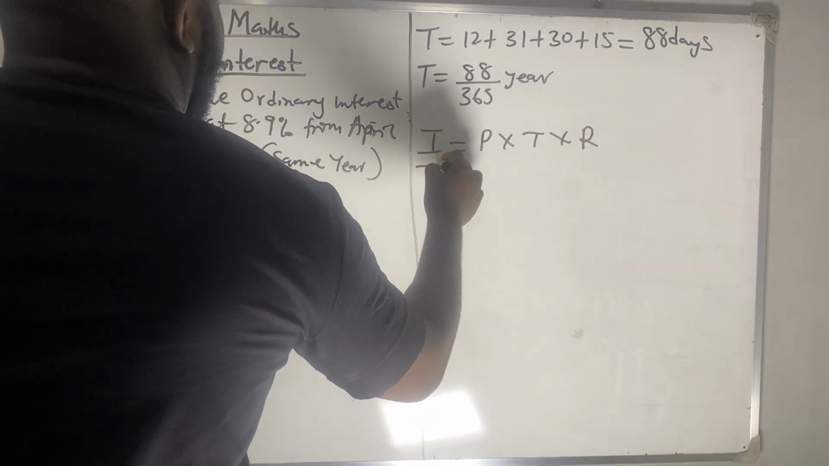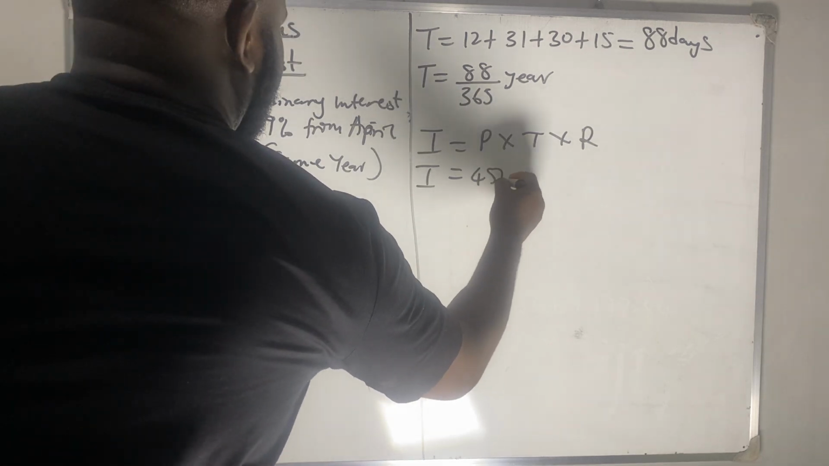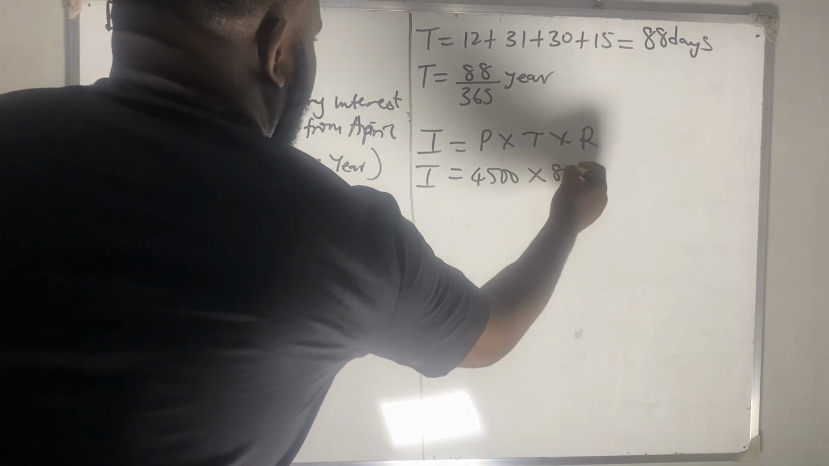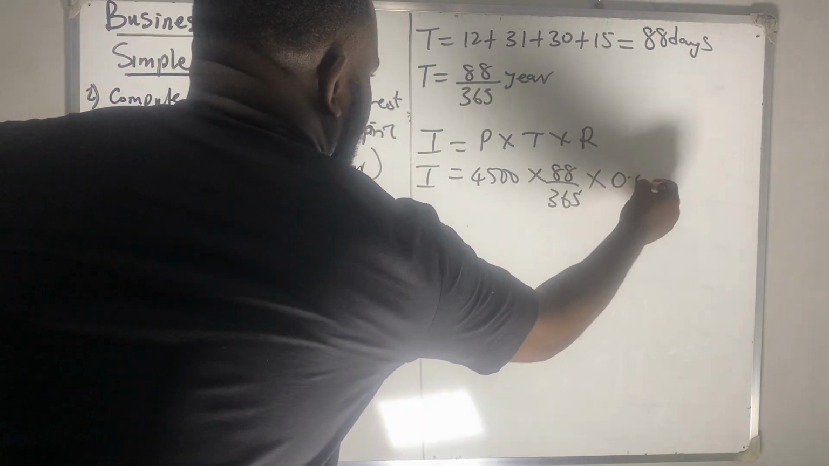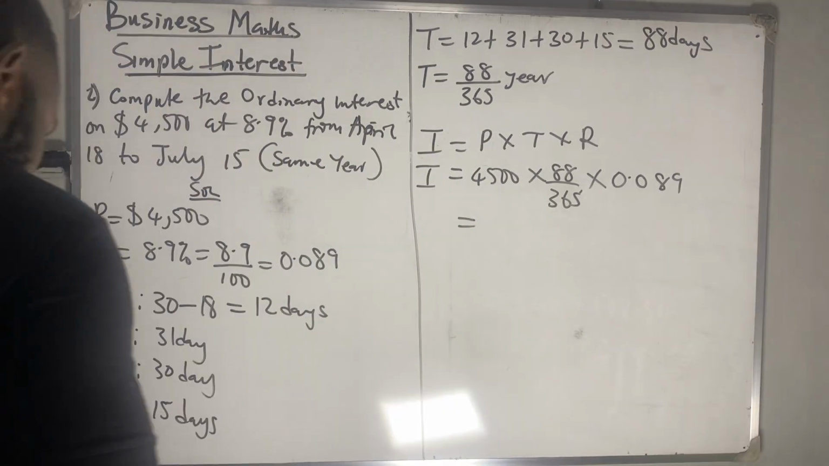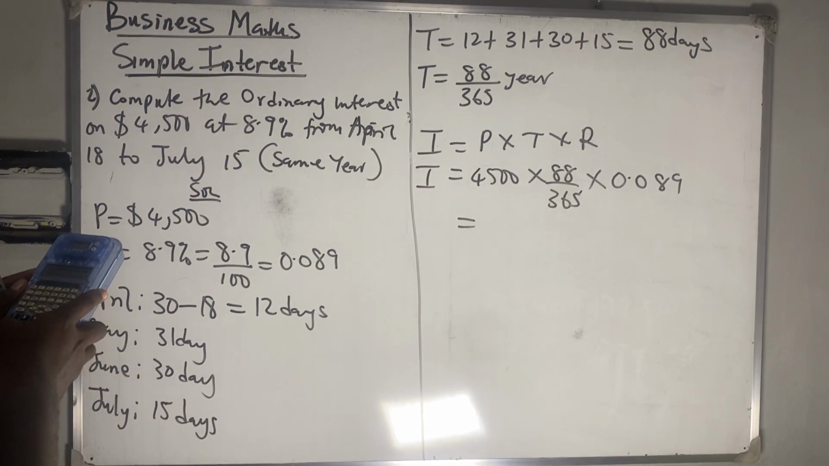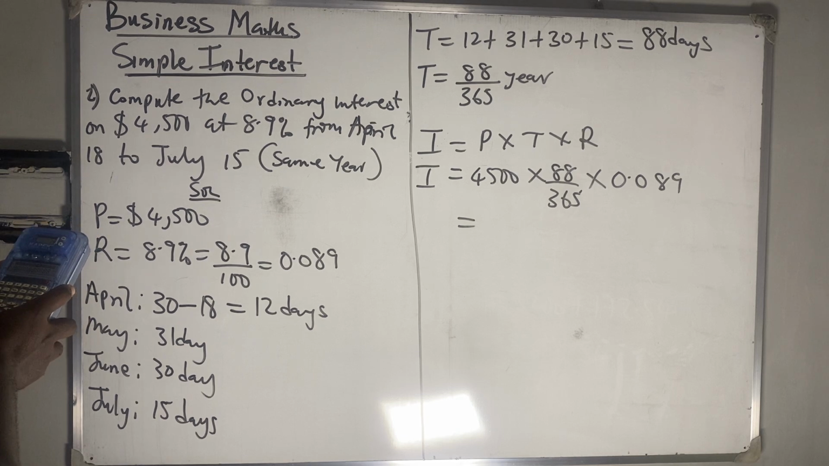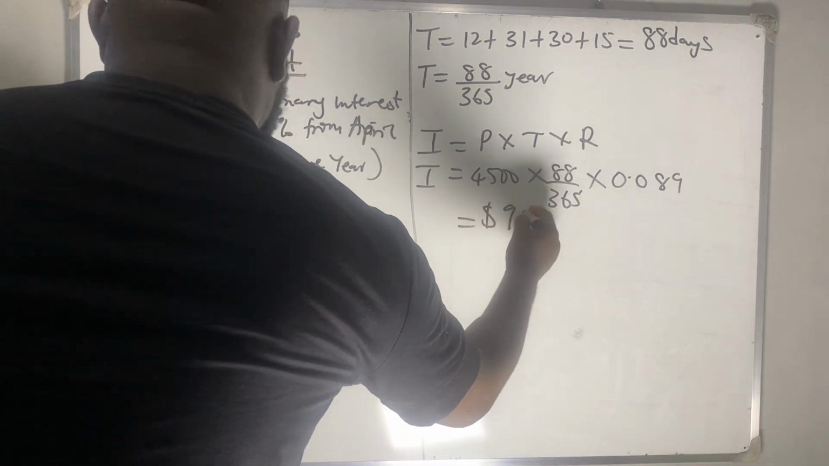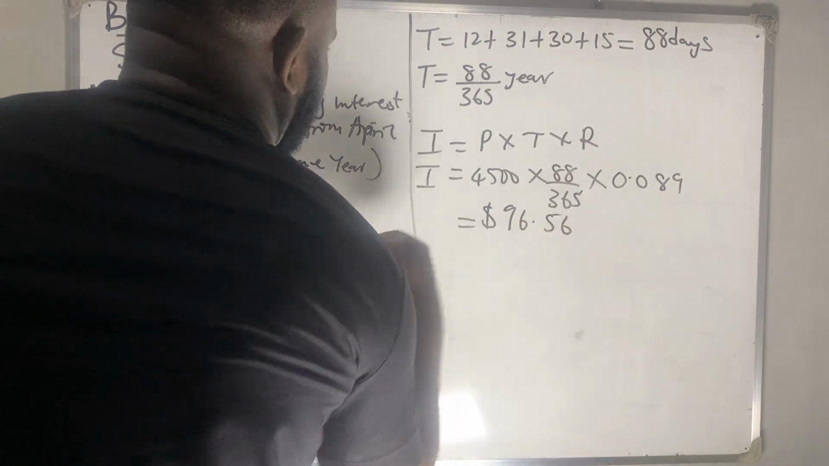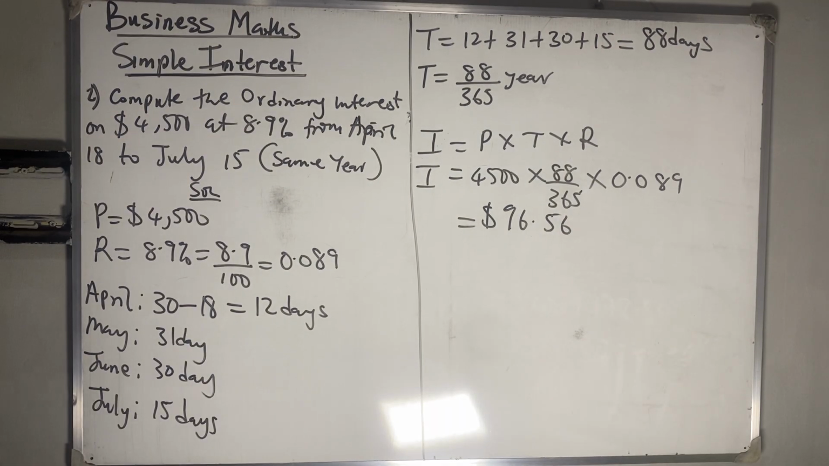So my interest is equal to the P, which is 4,500, times my time, which is 88 over 365, times the rate. My rate is 0.089. So if I multiply everything, I'm going to have 0.089 times 4,500 divided by 365. He's going to pay an interest of $96.56. That is the interest he's going to pay. As simple as that. I hope you understood this one. So we move to the next one.